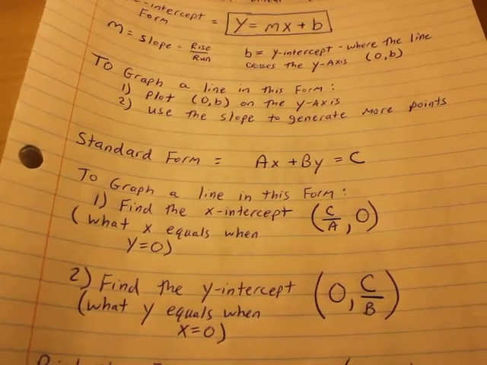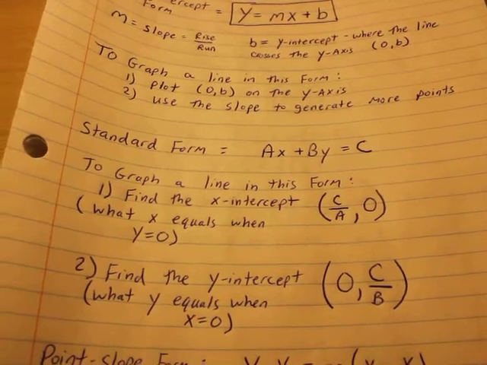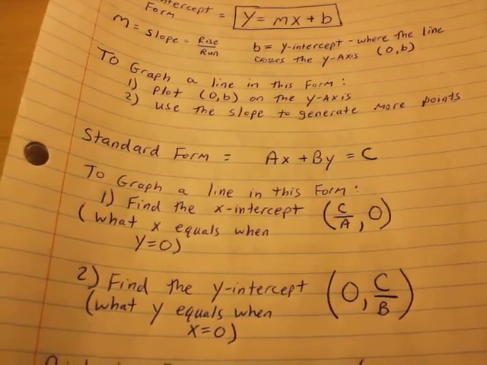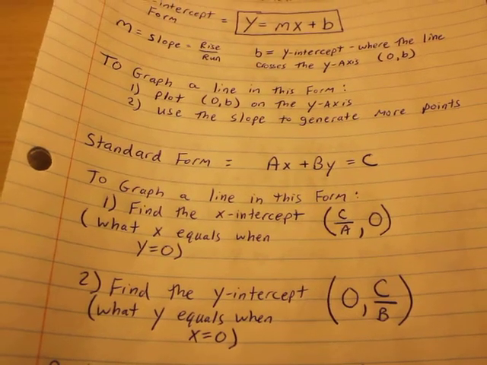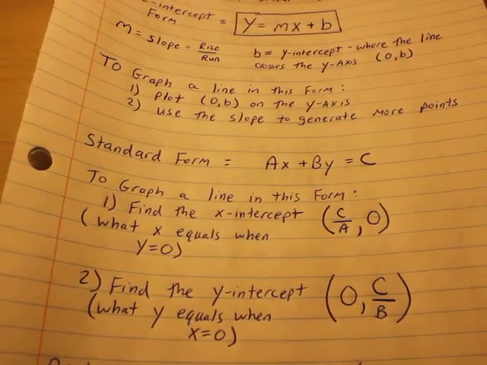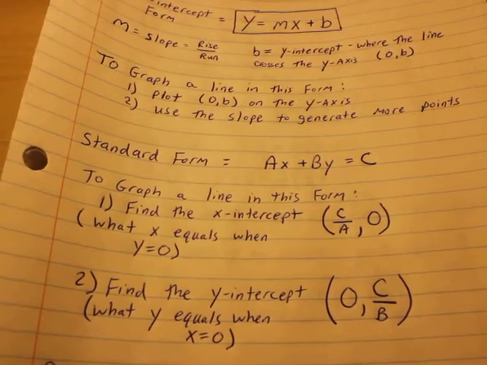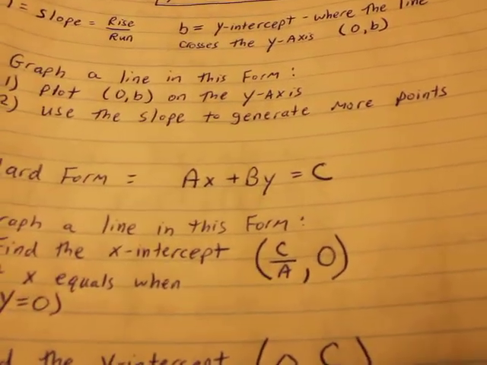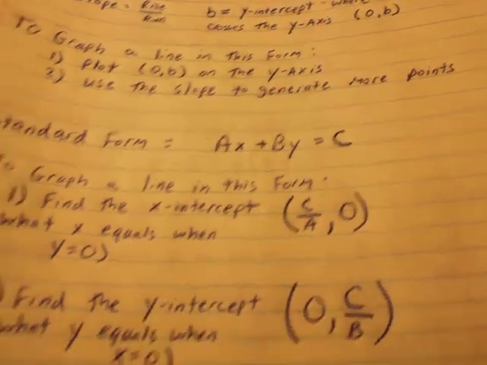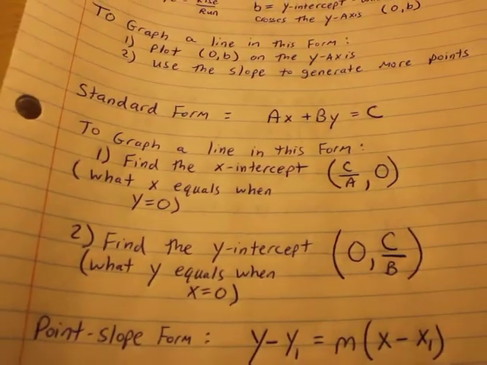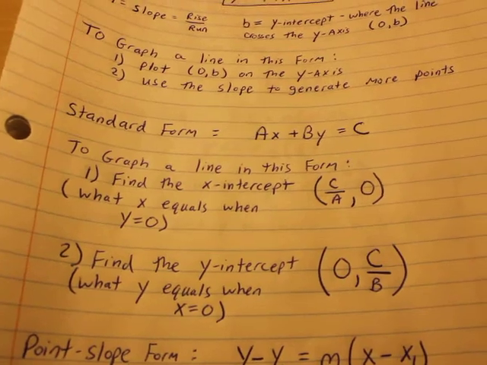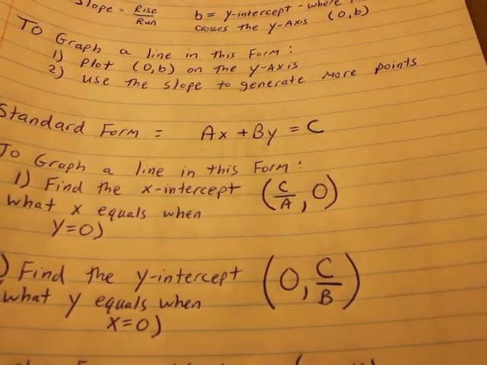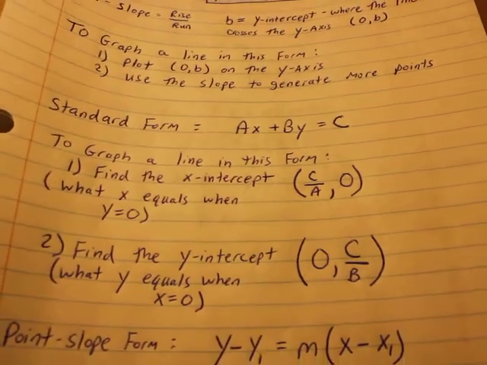Now, I made it even easier to look at here in this review. If you wanted to find the x-intercept, you make y 0, and then x is just going to be whatever the constant is, c, divided by a. That's it. So that's one point, (c over a, 0). And then the y-intercept is what y equals when x is 0. So when x is 0, the y-coordinate is going to be c divided by b. And just watch your signs when you do that.